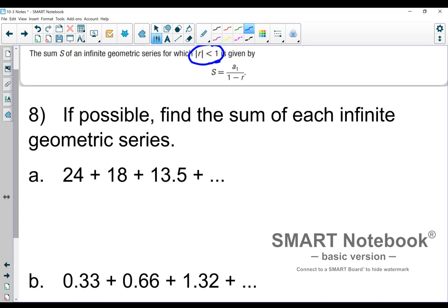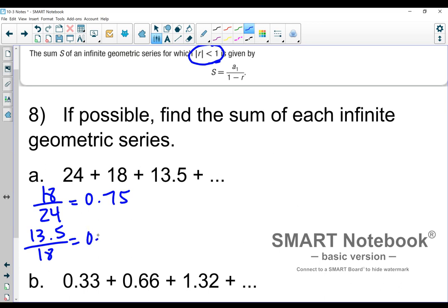So we have to look at R. So for A, 18 divided by 24, what is that? Divide by 6, 3/4, so this is 0.75. And then if I grab a calculator and double check 13.5 over 18, I have 0.75, so my R is less than 1. So I can find my limit here. And then I'm going to use this formula. So this is for an infinite series. The other one, we were adding a certain number of terms. Now we're finding the sum of an infinite series.